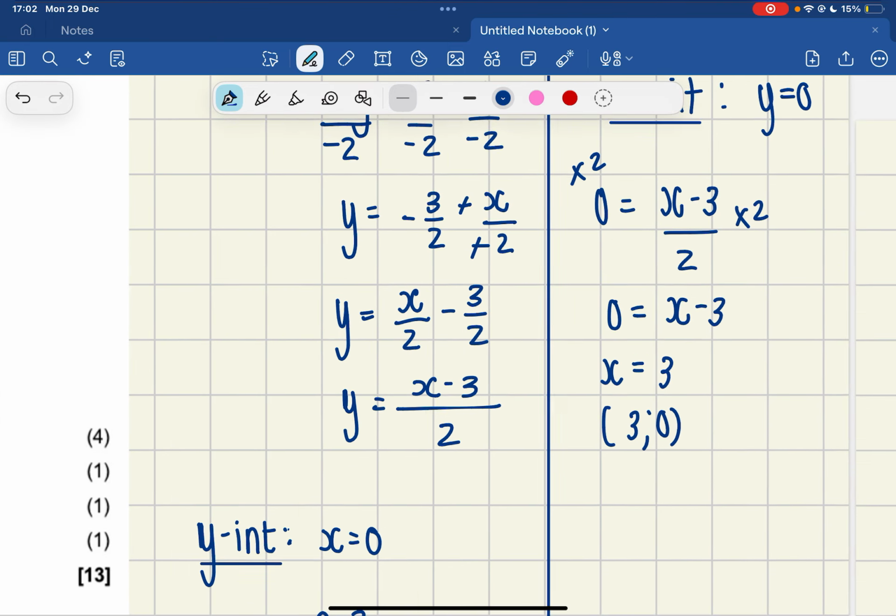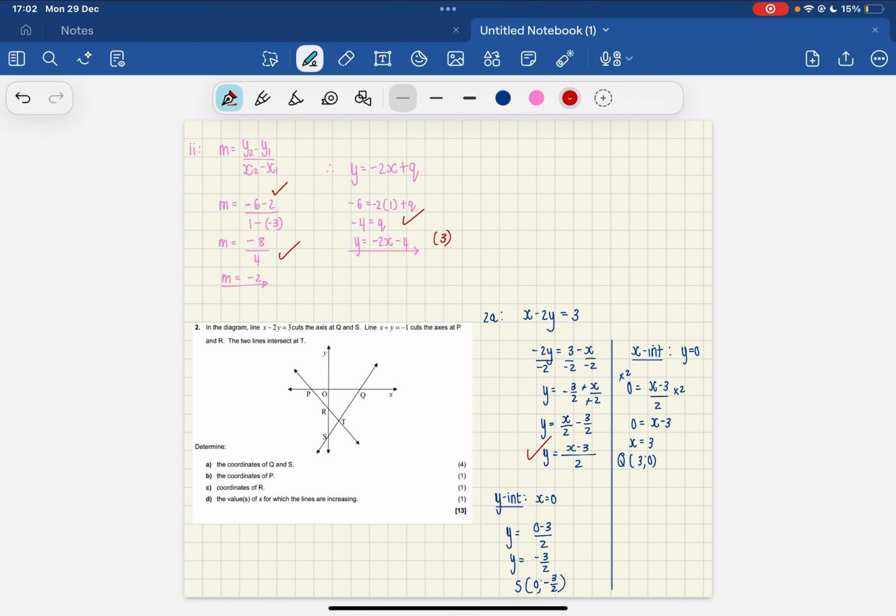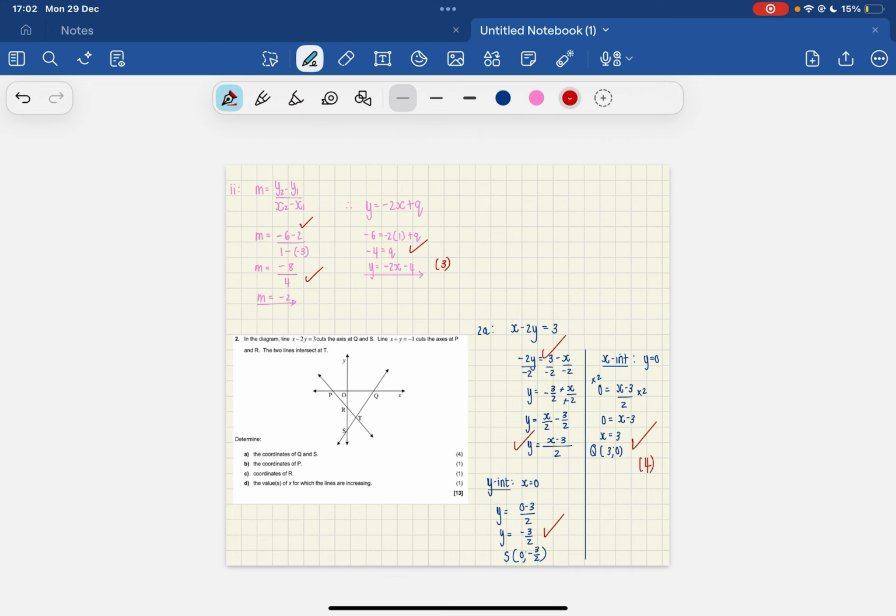And what point is that? That's point Q. That being said, a mark for getting to standard form, a mark for getting to this point, and solving. So that's a good 4 marks. Usually 3 marks, so it's a bit much this time.